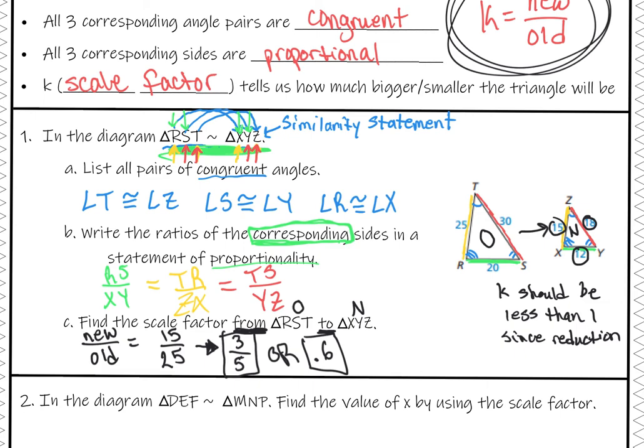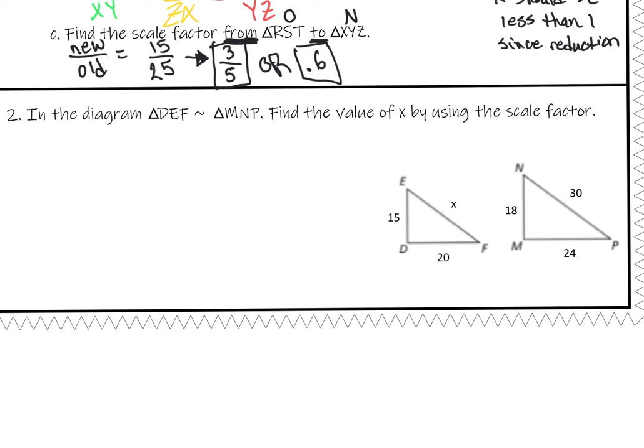So then moving on from here, let's take a look at the second problem. It says in the diagram, triangle DEF is similar to triangle MNP. So there's our similarity statement. Find the value of, and we know that when we start here, D maps to M, E maps to N, and F corresponds to P. So D corresponds to M, E corresponds to N, and F corresponds to P.